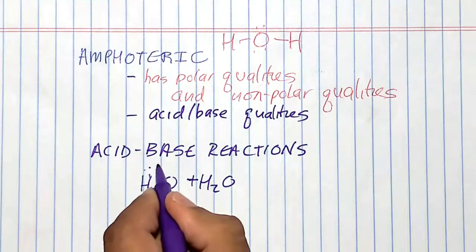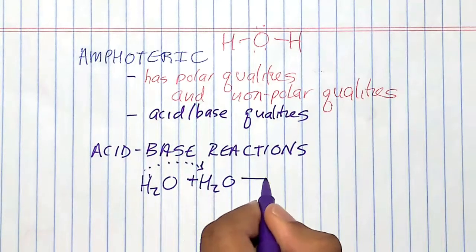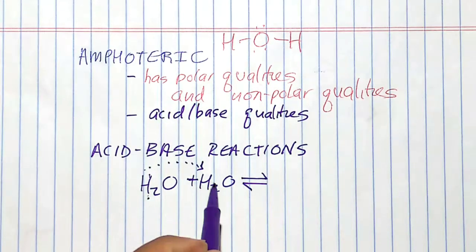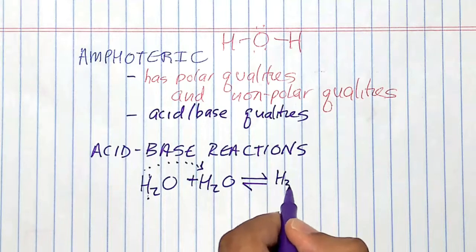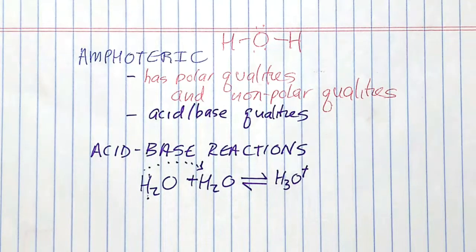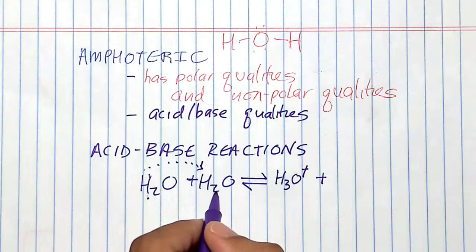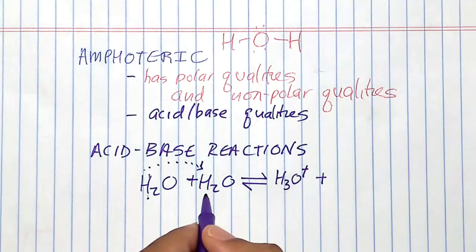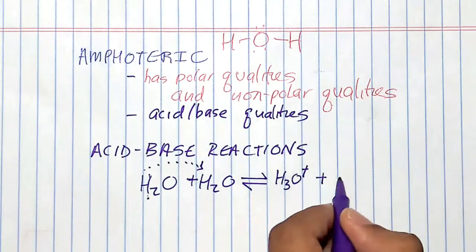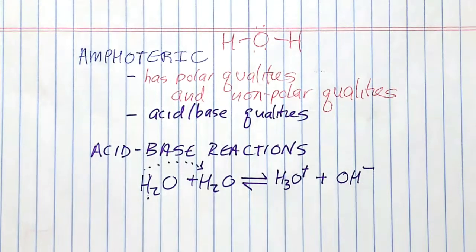Okay. So here, this water molecule donates a proton to become H3O+. And in this course, I usually abbreviate this as H+. Now, once this water donates its proton to make this one H3O+, this H2O becomes OH-.